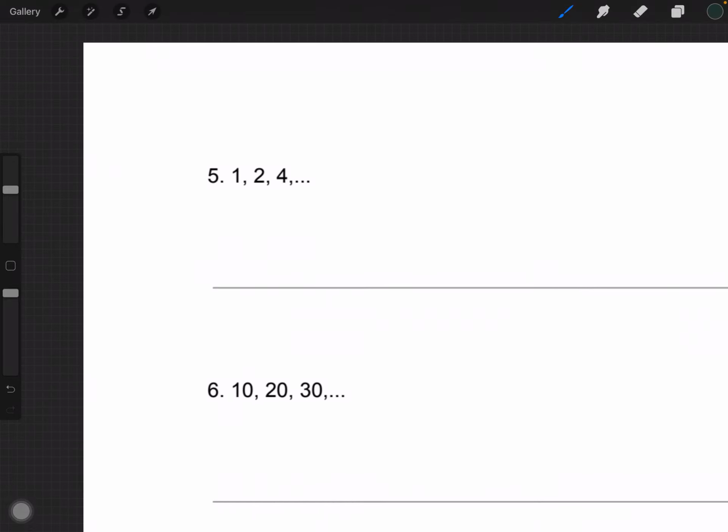This one is a little bit trickier. There are actually 2 ways that you can do this one. You can say this one you add 1, and this one you add 2, so the next one maybe you add 3. Or you can say 1 times 2 equals 2, 2 times 2 equals 4, 4 times 2 equals 8, 8 times 2 equals 16, and 16 times 2 equals 32.